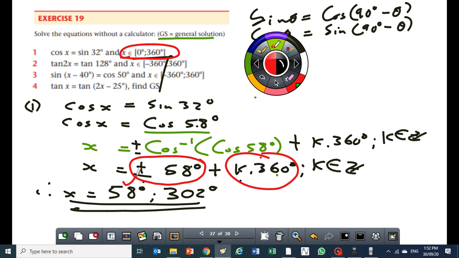There is no point of substituting k equal to 2 or k equal to minus 2 because you get values that are outside this interval. Is that clear enough?